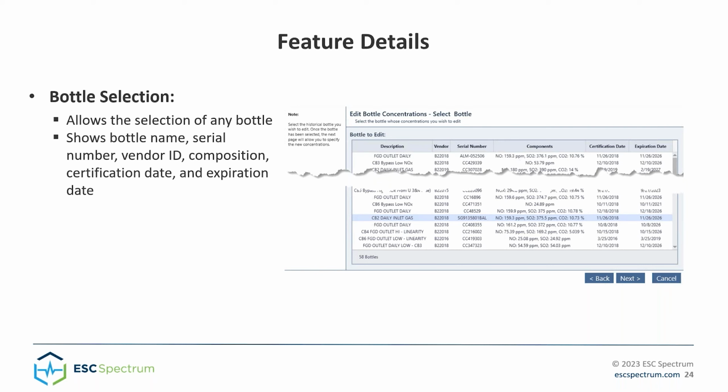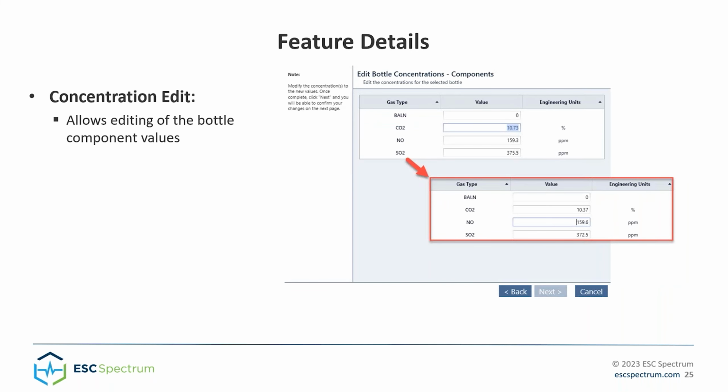This is roughly what that'll look like. It allows you to pick any of the bottles that have been entered. I believe, yeah, any of the bottles that have been entered. The next page lets you modify these values for all the concentrations of each type. It should be noted that you cannot change the types of gas that are in here, just their values.